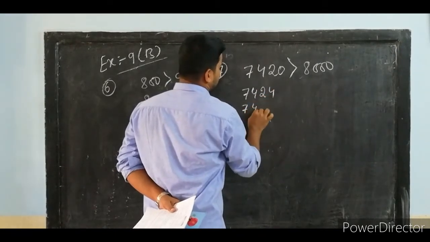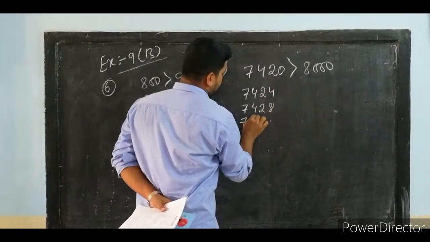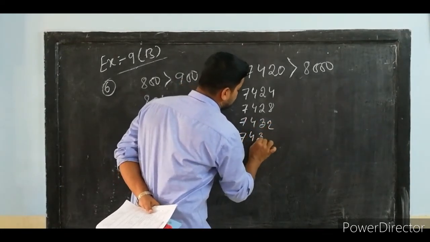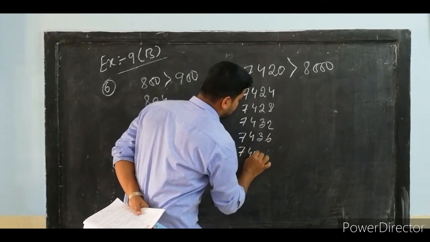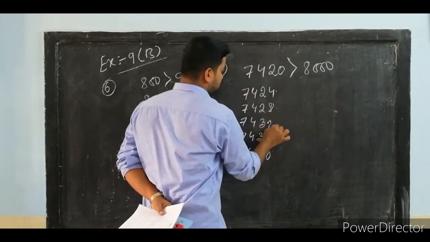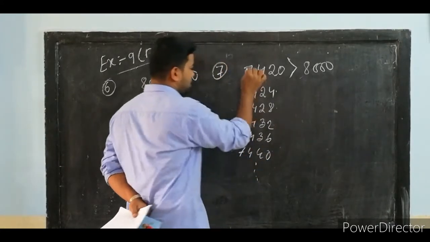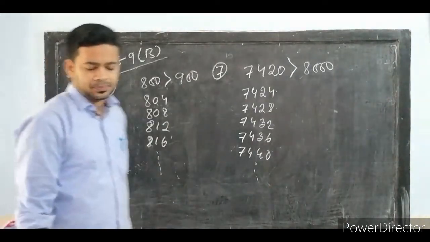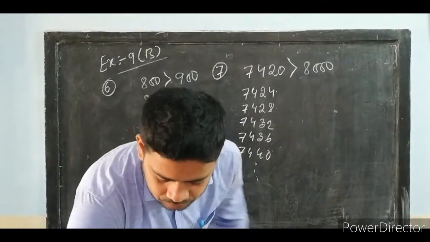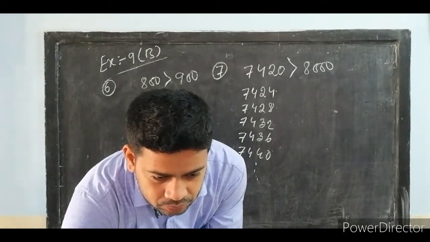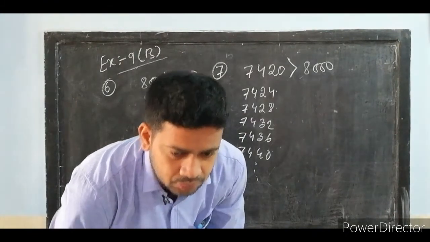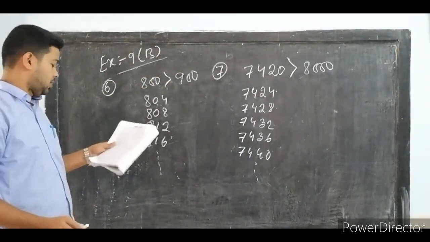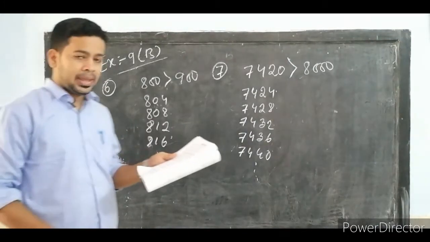We can write it easily as 7424, 7428, 7432, 7436, 7440, in this way. So 1 2 3 4 5 I have written, the rest of the numbers you can write. Okay, so in this way we can do questions 6 and 7. Finished. Now after 6 and 7, let's move to question number 8.